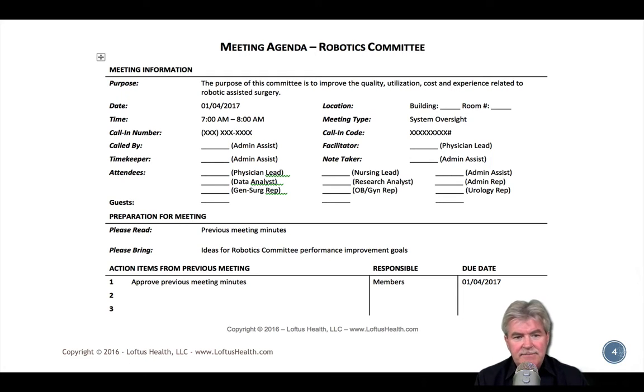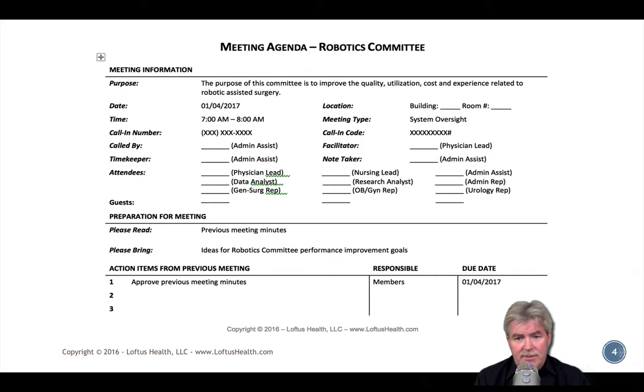If you keep changing it, it's a different day of the week, a different time. Sometimes it's for 30 minutes, sometimes it's for an hour and a half, sometimes it's in Building A, sometimes it's Building B. If you keep doing that, it creates disengagement. People are less likely to show up at your meeting over time.